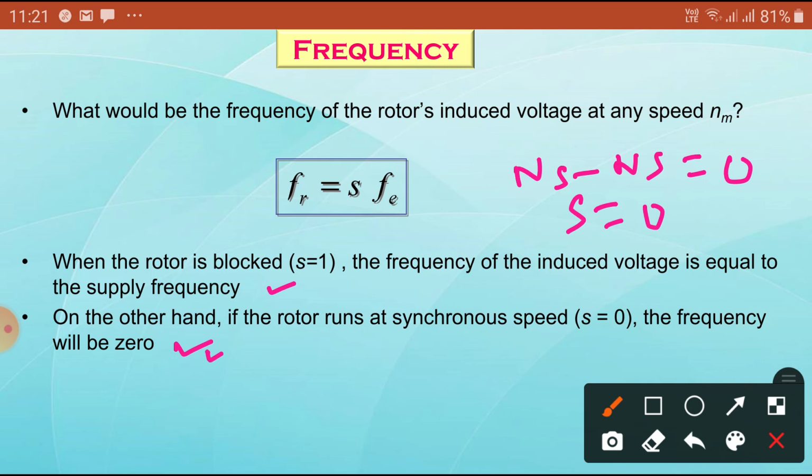So dear students, don't be confused. If the rotor is not rotating initially, at standstill, the EMF induced in the rotor has a frequency equal to the supply frequency only. If the rotor is running at synchronous speed, the EMF induced in the rotor conductor is equal to 0, because no EMF is induced, so no frequency at all.